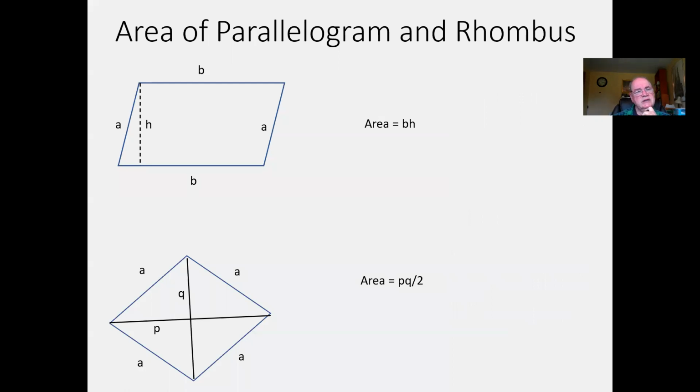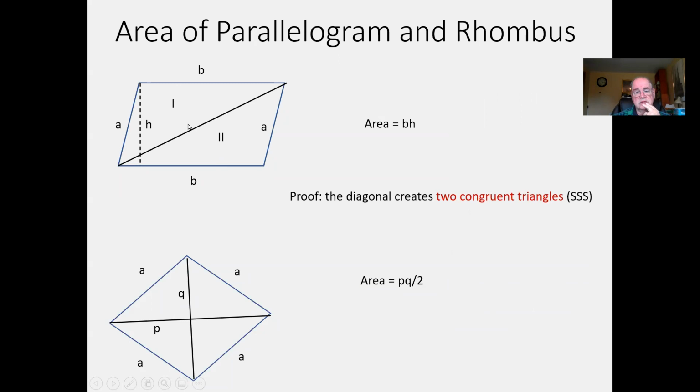Okay, let's do a couple of proofs: the area of a parallelogram and a rhombus. I claim the area of a parallelogram is the base times the height. So the proof: let's draw a diagonal, and that creates two congruent triangles, 1 and 2. Yes, because we have AB and the diagonal shared. So we do have congruent triangles, and therefore if I can figure out the area of one, I just need to double it to get the area of the whole parallelogram.